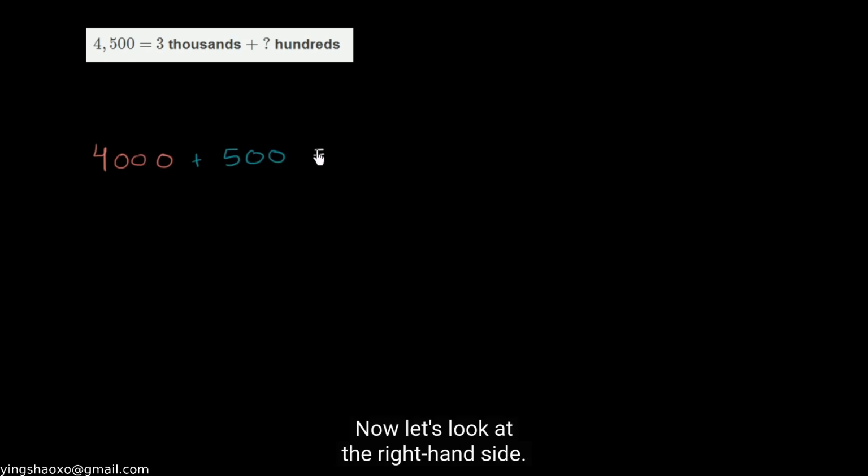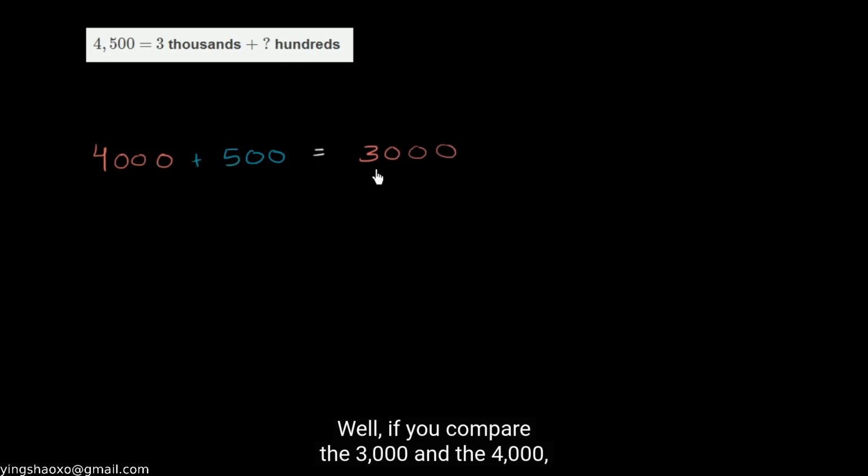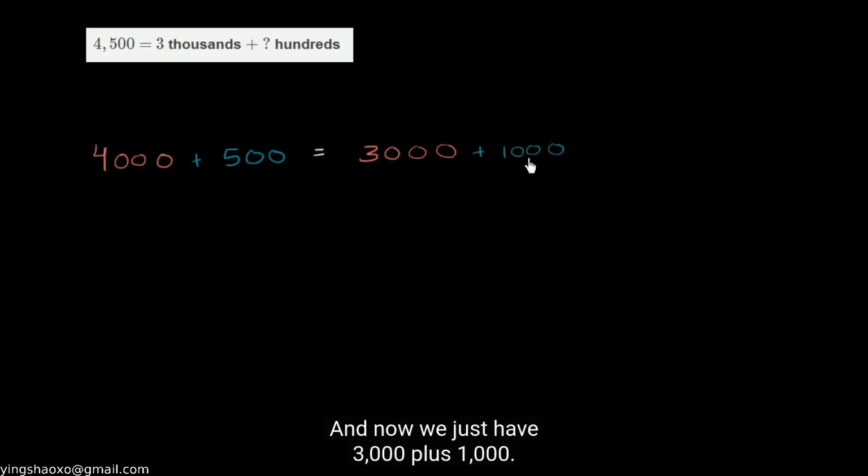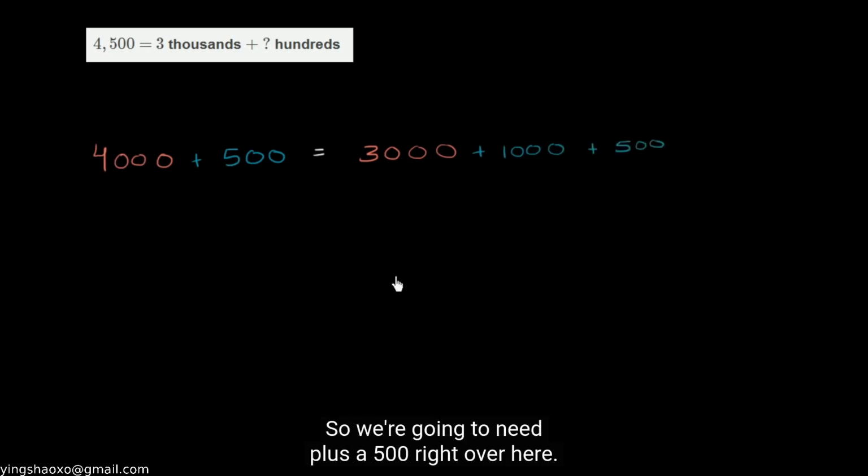Now let's look at the right-hand side. We have 3 thousands. Let's just think about what we have to add to this right-hand side in order to get the same thing that we have on the left-hand side. Well, if you compare the 3,000 and the 4,000, you see you have an extra 1,000 over here. So let's add an extra 1,000 on the right. Now we have 3,000 plus 1,000, which makes 4,000. But then, of course, we also need another 500. So we're going to need plus a 500 right over here.